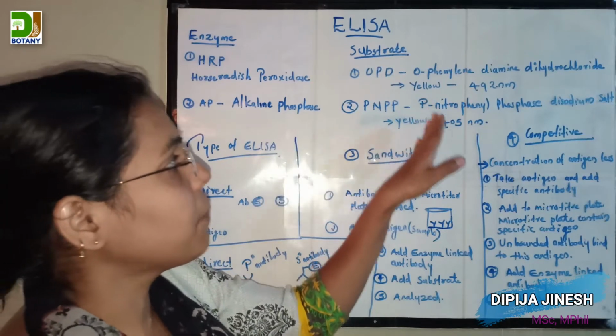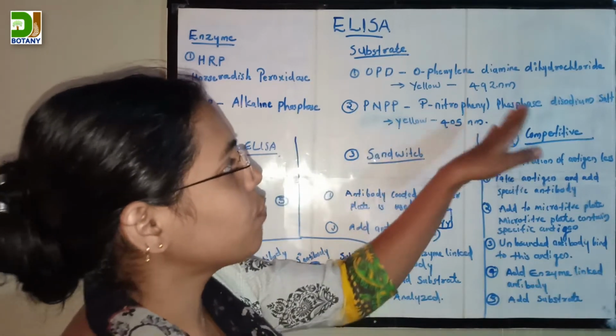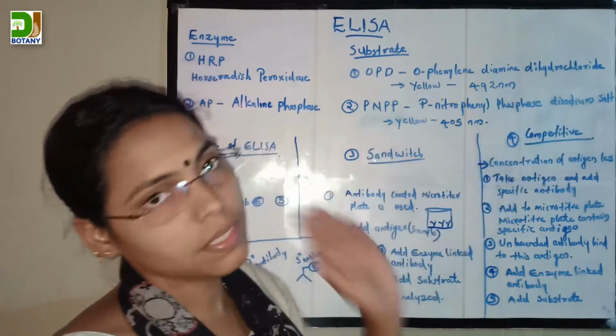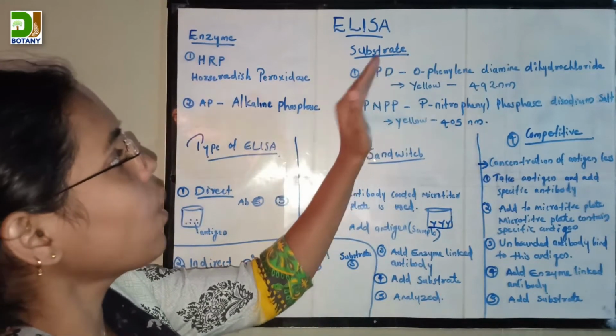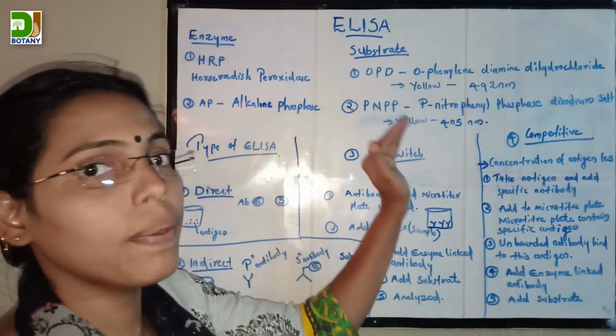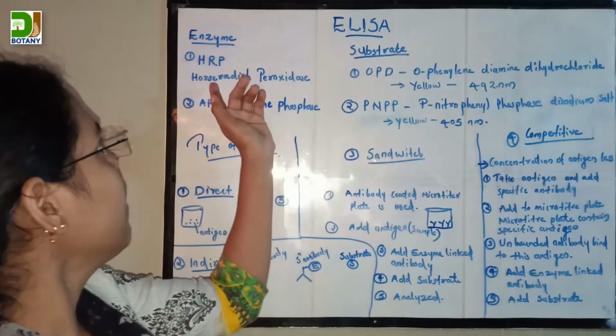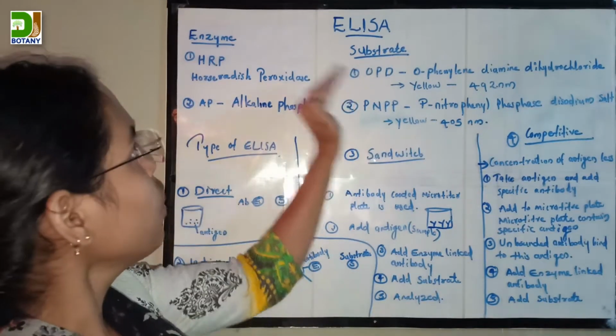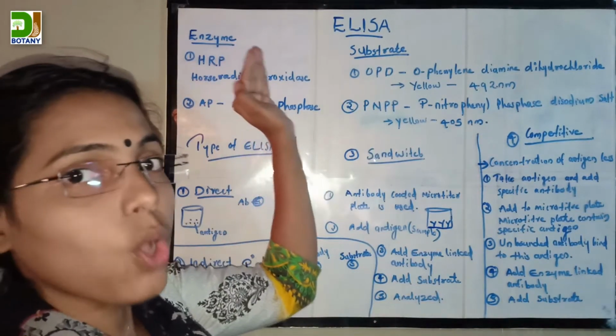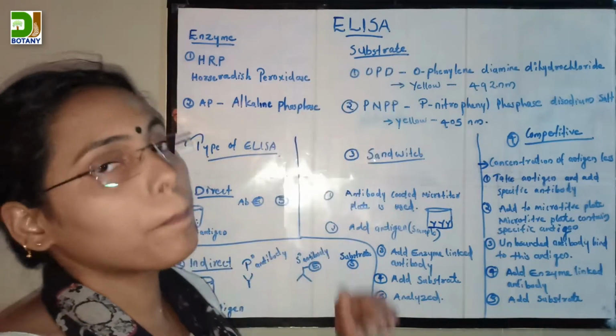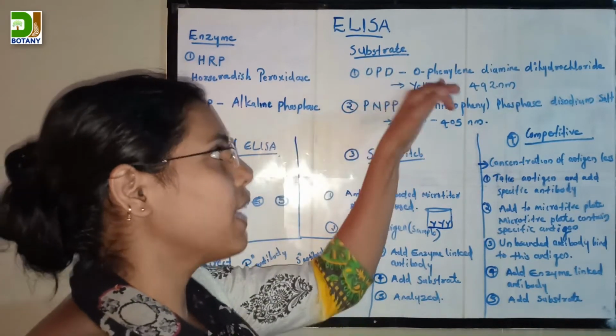PNPP means P-nitrophenyl phosphate disodium salt. The first substrate, OPD, is commonly used with the HRP enzyme. The enzyme HRP is commonly bound with the OPD substrate. It forms a yellow color.